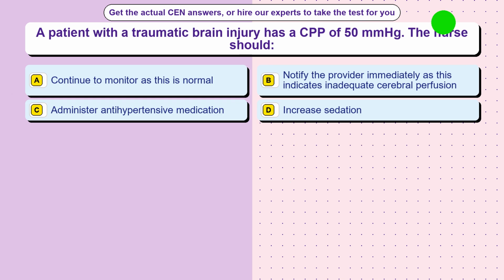Question 28. A patient with a traumatic brain injury has a CPP of 50 mmHg. The nurse should: Option A, continue to monitor as this is normal. Option B, notify the provider immediately as this indicates inadequate cerebral perfusion. Option C, administer antihypertensive medication. Option D, increase sedation.